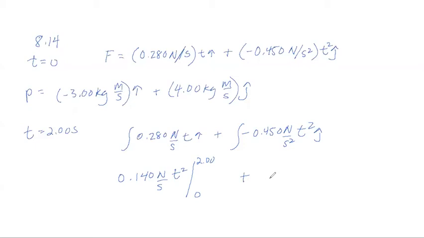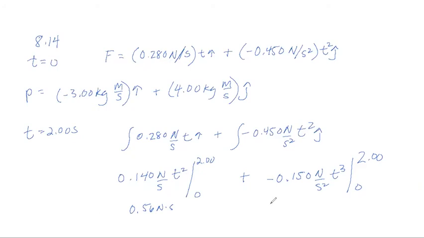Plus negative, let's see, 4.5 divided by 3 is going to be 0.150 newtons per second squared times t cubed from 0 to 2. And let's see, this is going to give us right here 0.56 newtons times seconds.